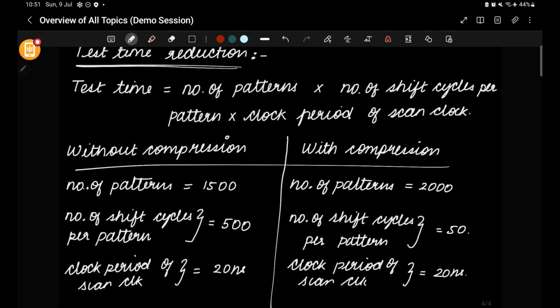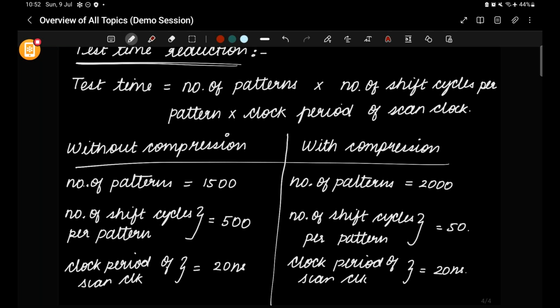This is just an example I have considered. You can take your own example. The only thing you need to remember is that the number of patterns with compression will be more, because of fault aliasing, and the number of shift cycles per pattern with compression will be less. I'll tell you logically during the EDT class why it will be less with compression.